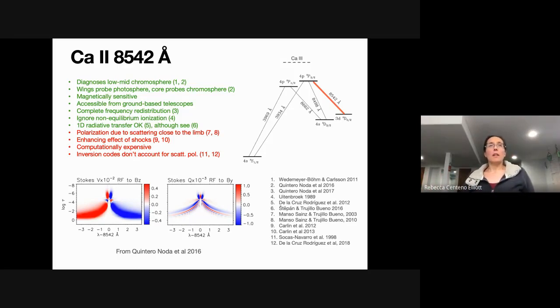This makes properly modeling this calcium line, if we want to account for all of these effects, very computationally expensive, and there are no spectral line inversion codes to date that are able to properly model the spectral line polarization accounting for these processes, for the generation of polarization due to scattering and its modification via the Hanle effect.